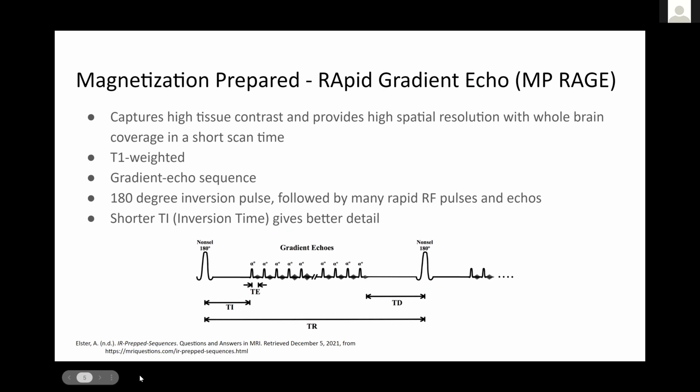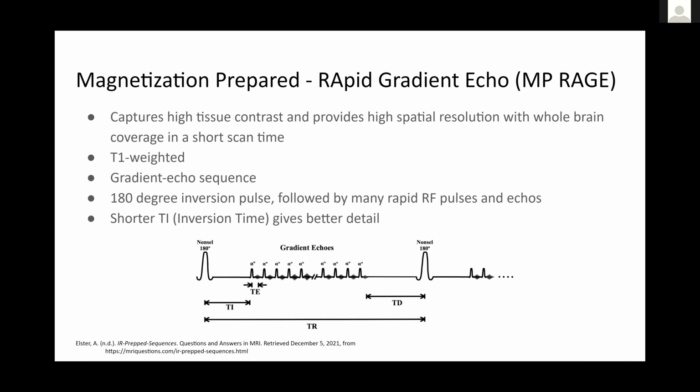So the sequence that we are using is called Magnetization Prepared Rapid Gradient Echo, or MP-RAGE. It is an RF imaging sequence that is one of the most popular sequences for brain imaging. It captures high tissue contrast for brain tissue and provides high spatial resolution with whole brain coverage in a relatively short scan time. As mentioned before, it is T1 weighted, as the TE interval between the pulses is very short. This makes it effective at imaging brain tissue, in particular, as gray and white matter show up in good detail and contrast.